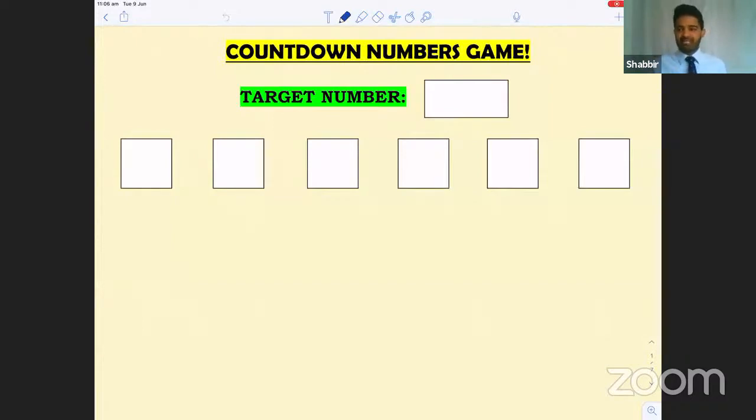So you'll be able to see that on your screen now. As you can see, it's the countdown numbers game. I love this game. Everyone loves it. Kind of everyone can get involved with this, and that's why I love it.